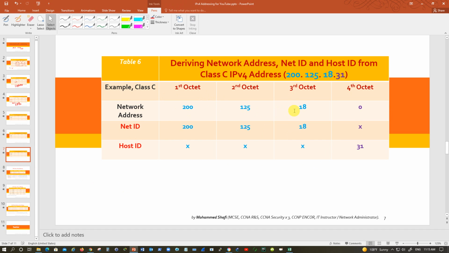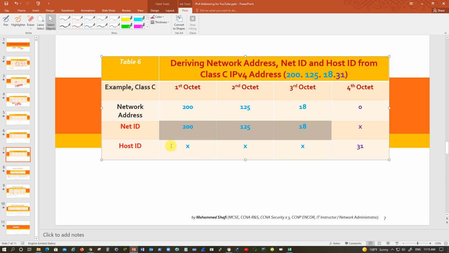Class C has 3 octets for the net ID, so you can note down here that I have taken only one octet as 0, and the net ID is represented by just 200.125.18. The host ID is just 31. This means this is host number 31 on this network. Wherever you find the net IDs, they are going to remain common on every computer. If you make a minor change, that machine will be on another network.